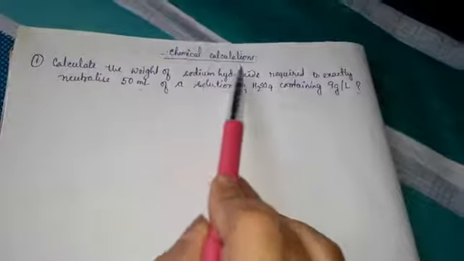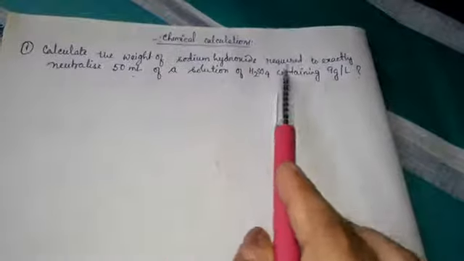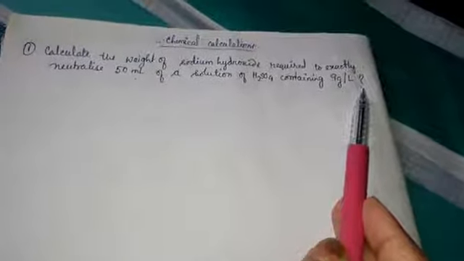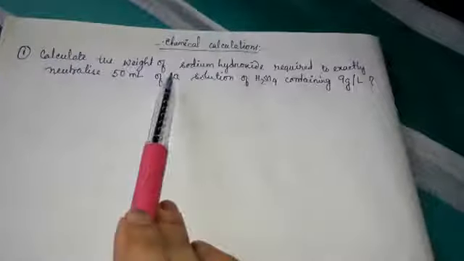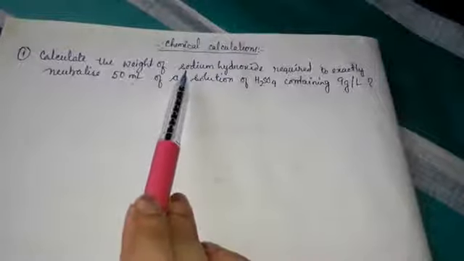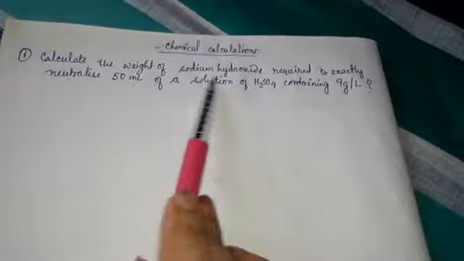Today we will start chemical calculations. So let us start with a numerical problem, and here is our question. Calculate the weight of sodium hydroxide required to exactly neutralize 50 ml of a solution of sulfuric acid containing 9 grams per liter. Okay, so this is our question, and in this question a neutralization reaction is mentioned. Neutralization between what? Neutralization between sodium hydroxide and sulfuric acid, that means H2SO4.